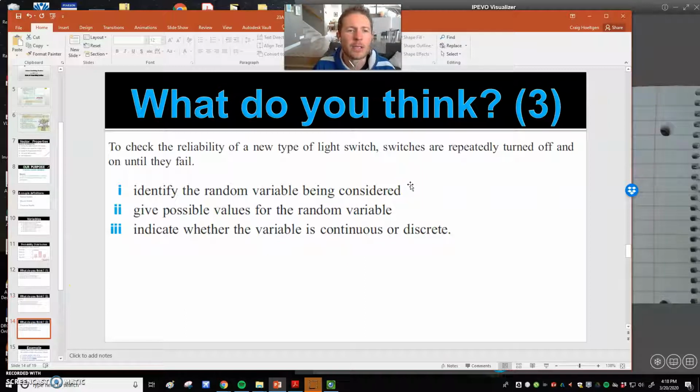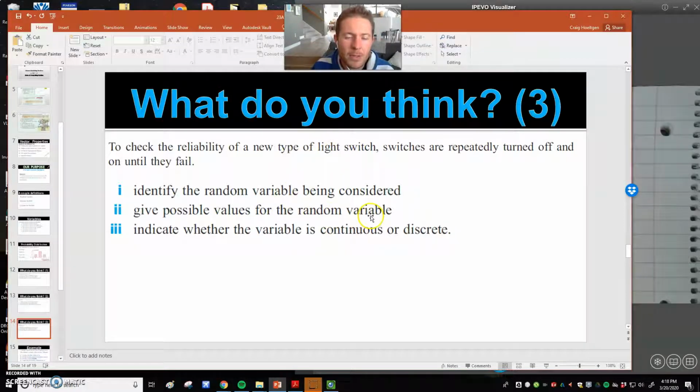Example 3. To check the reliability of a new type of light switch, switches are repeatedly turned off and on until they fail. My son loves doing this. All right, identify the random variable. The random variable here is, where'd it go? Repeatedly turn off and on. This is just the number of flips we can do here.